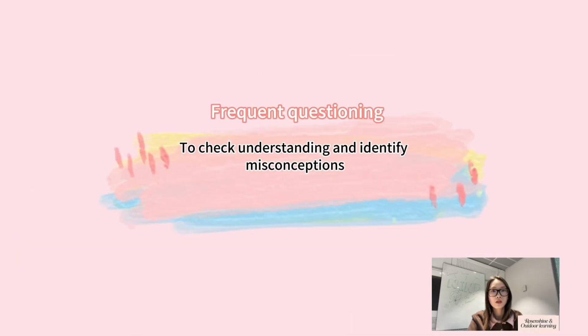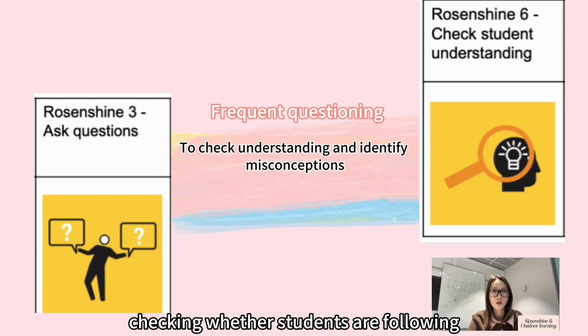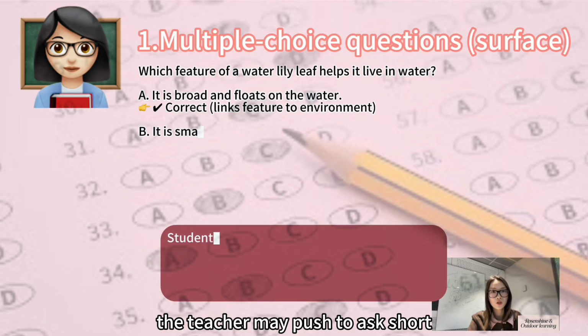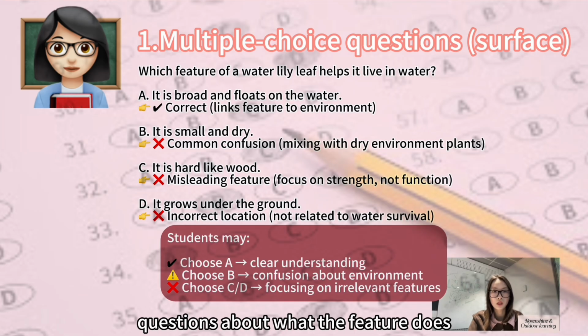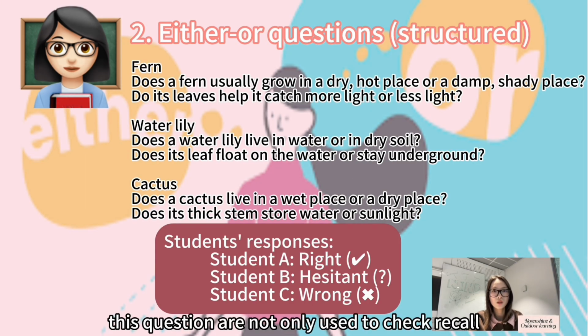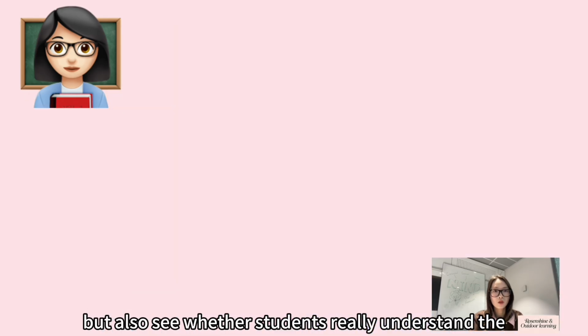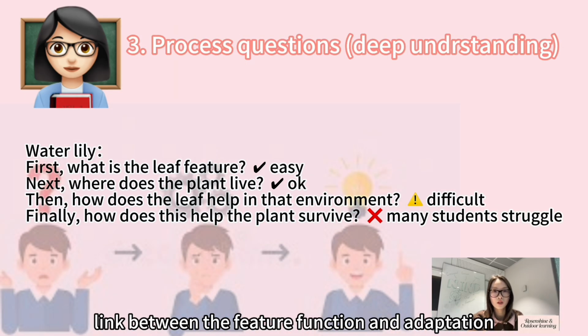During this process, the teacher will use short questions to keep checking whether students are following. For example, the teacher may pause to ask short questions about what the feature does and how it helps the plant survive. These questions are not only used to check recall, but also to see whether students really understand the link between the feature, function, and adaptation.